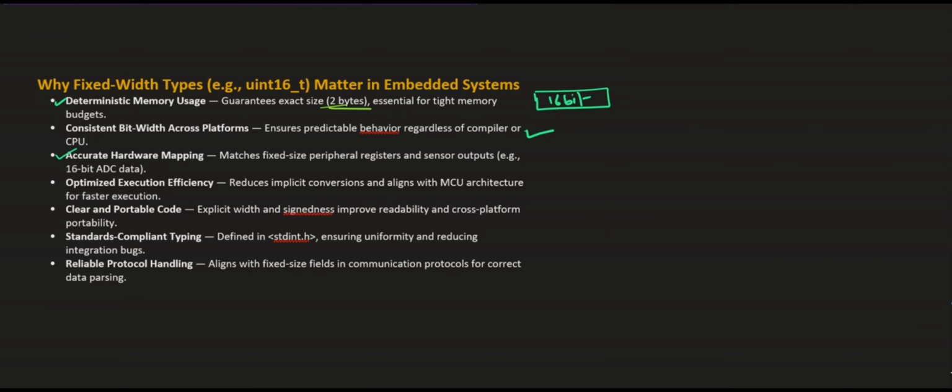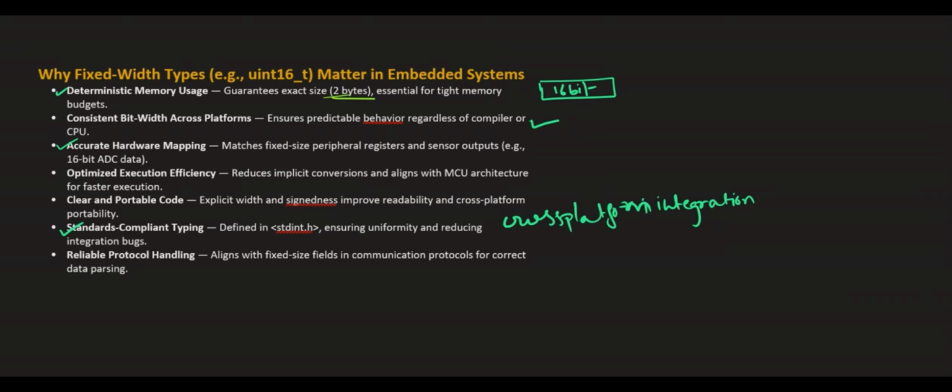Okay, coming to the sixth point, that is standard compliant typing. These types are defined in stdint.h, which ensures uniformity and reduces integration bugs. I mentioned it, it is defined in this header file stdint.h, which enforces a consistent, standard compliant approach that makes variable declarations very easy to understand. Also it reduces cross-platform integration issues as well.